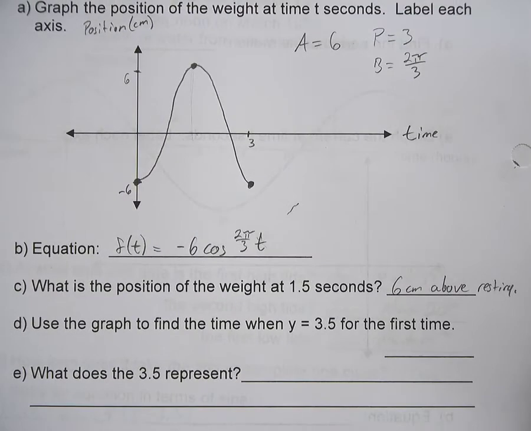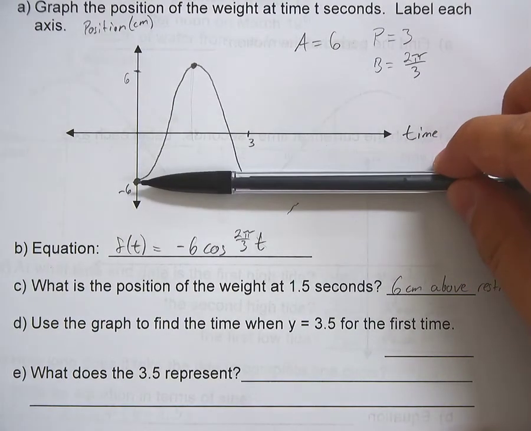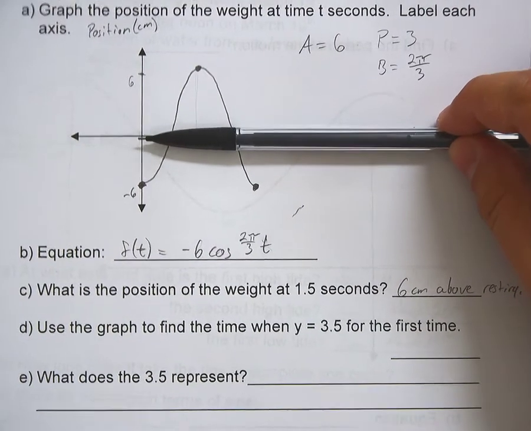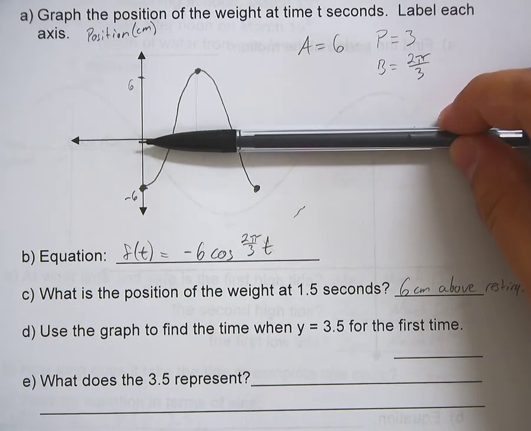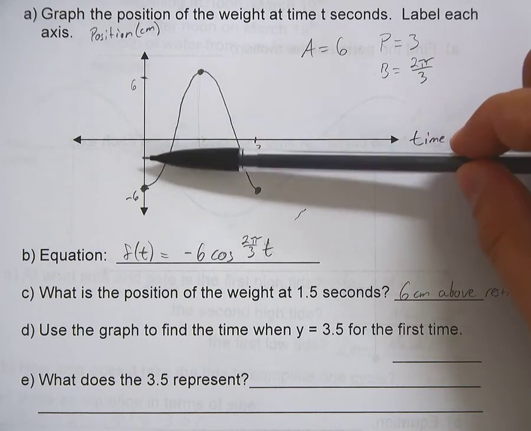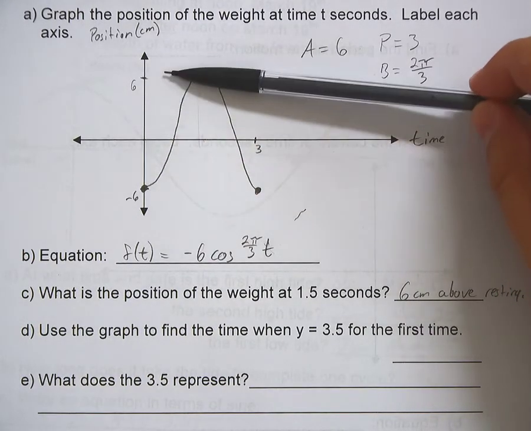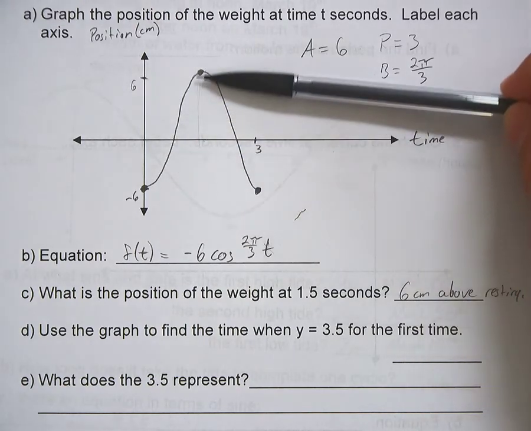So it's going to be 6 centimeters above the resting position. Because resting would be here. And then we pulled it down and let it go. Well, you know, anytime you pull a spring down, it's going to fling it up just a little bit because it's a spring. That's what springs do. So we pull it down, it flings it up to 6. Come down, it flings it up to 6. On and on and on.